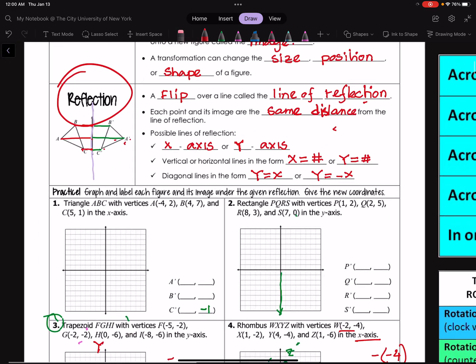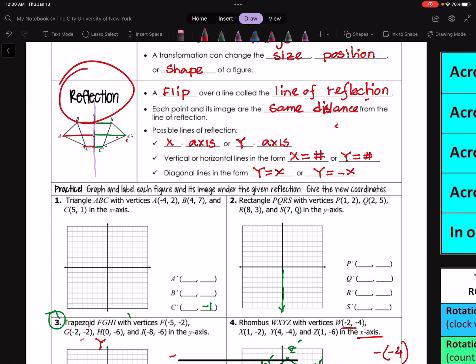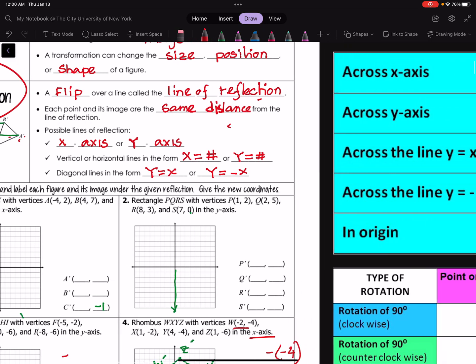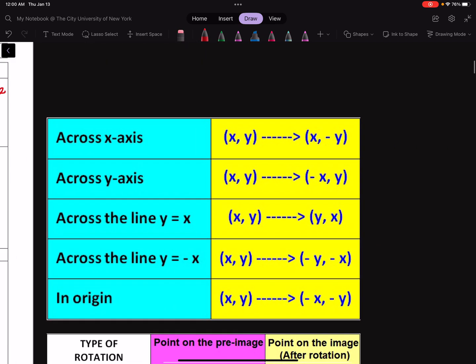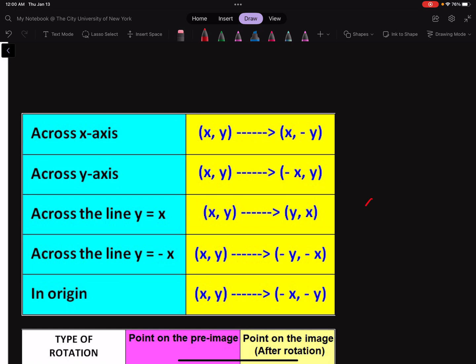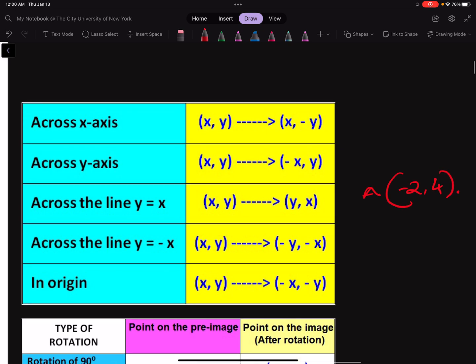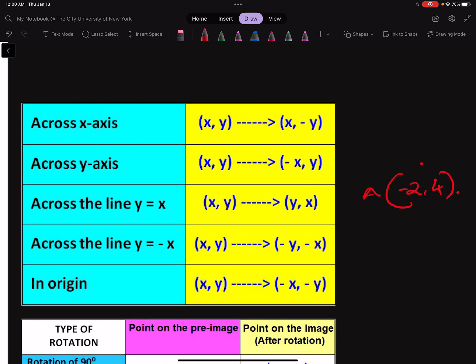we are not giving you these triangles and other big figures to transform all these points. We'll be giving you only one point. So all you need to know is how this formula works. Let's say I have a point A, which is (-2, 4). We are telling you to transform this point through the x-axis.